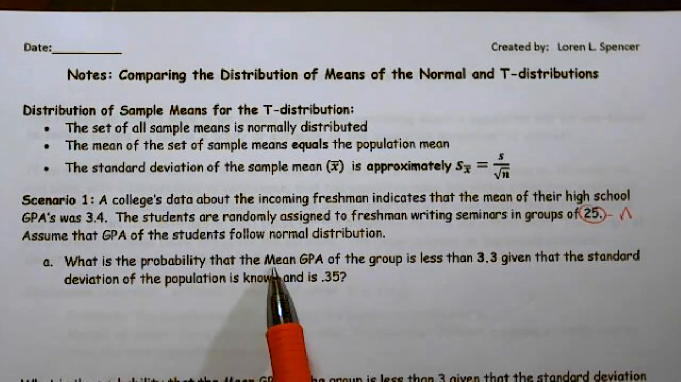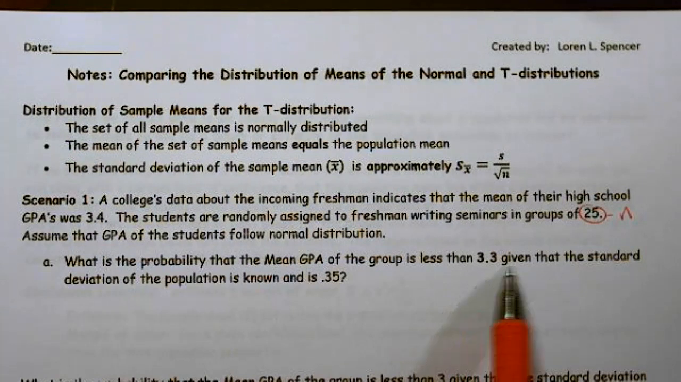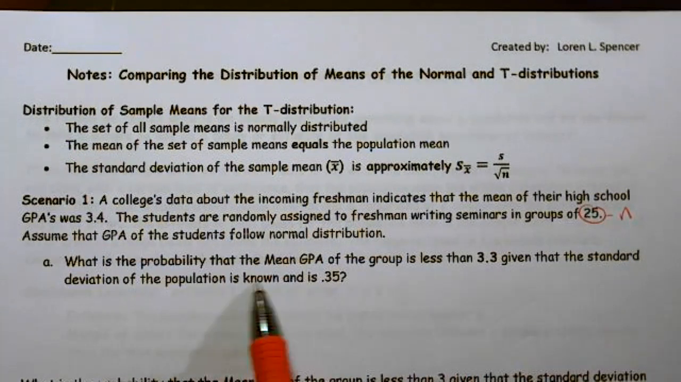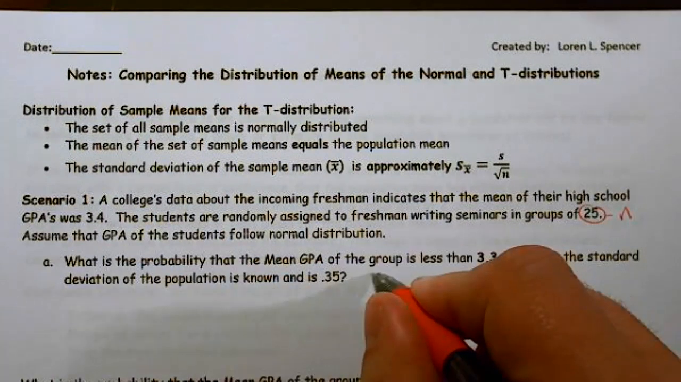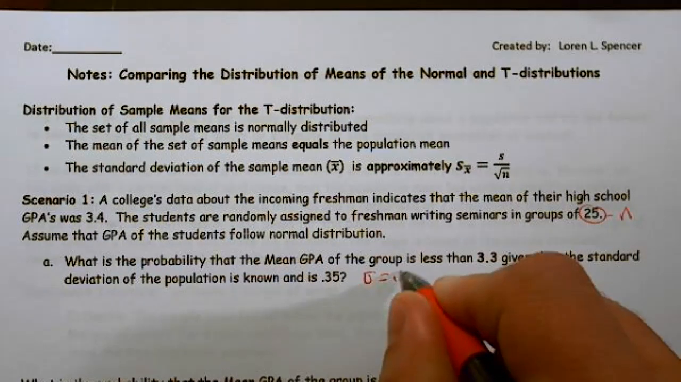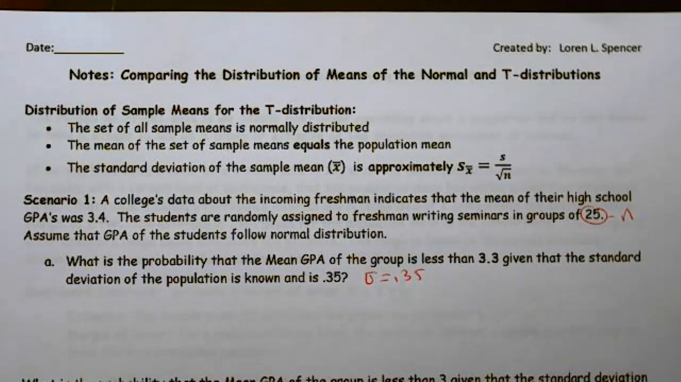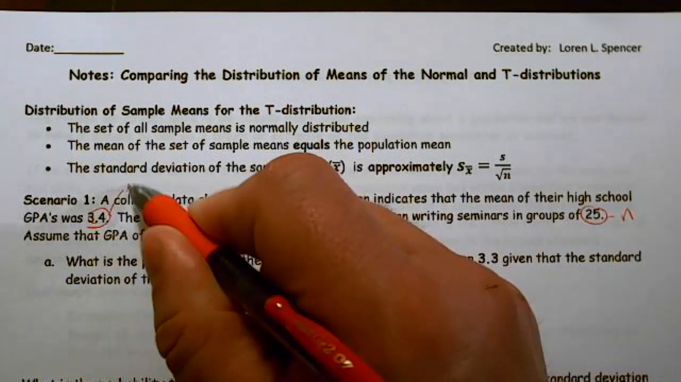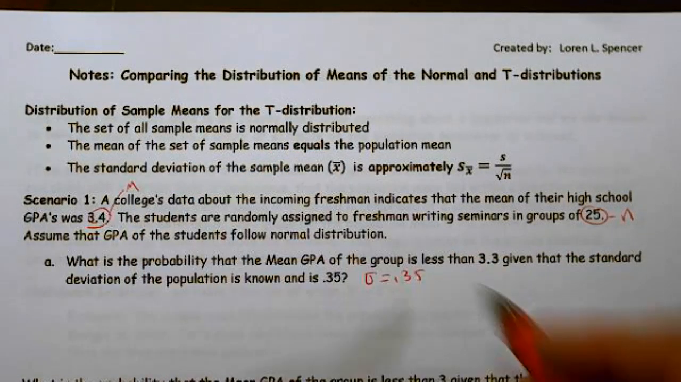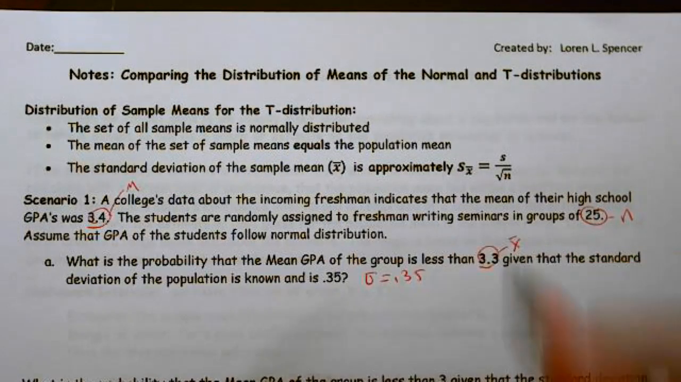What is the probability that the mean GPA of the group is less than 3.3, given that the standard deviation of the population is known to be 0.35? So they're telling us we know the standard deviation of the population. This lets me know that I'm not going to be working with a T, I'm going to be working with a Z. And they say that the mean of the population is 3.4. And we want to know the likelihood that we'd have a sample mean, an X bar, less than 3.3.